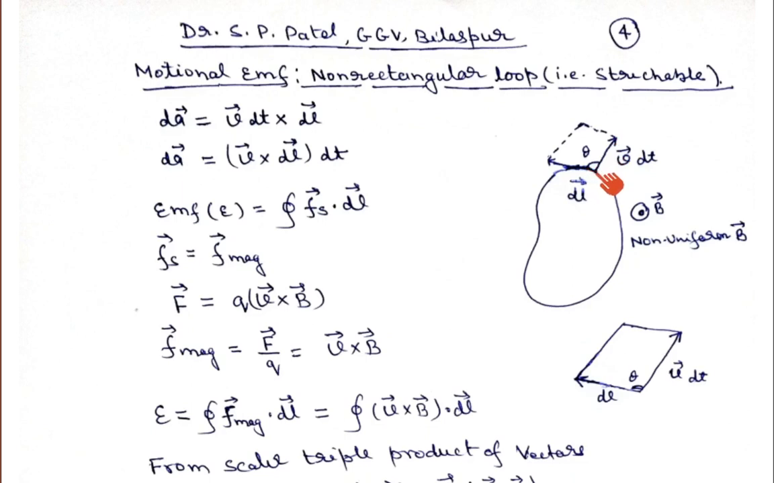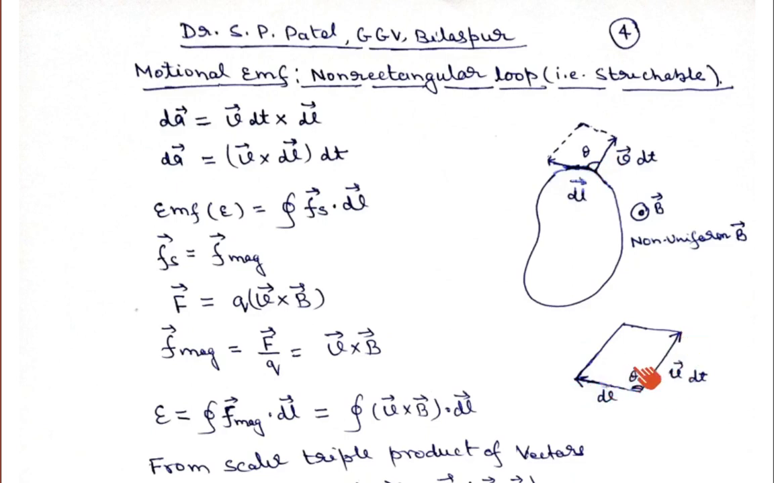If you draw a tangent on this circuit, this is the displacement vector and this is the velocity vector. This length can be written as the velocity, moving with velocity v, so it is the velocity vector times t. That gives the length, and this is the dl vector. Both lengths are not equal in this case, and the angle between these two vectors is theta. So here I have plotted this: dl is the displacement vector, and this is the velocity vector, the length due to velocity. This is theta.